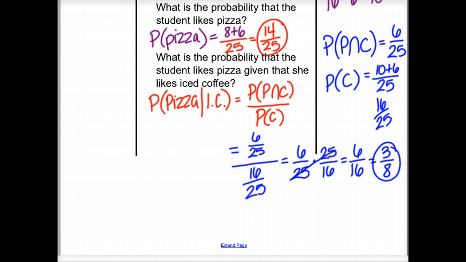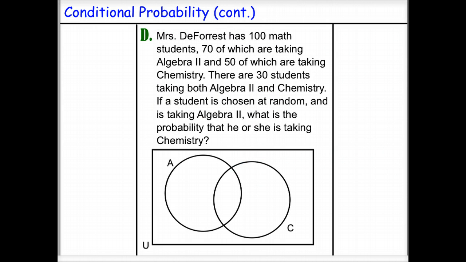I want you to take that knowledge now, and I want you to try this problem on your own. I have 100 math students, 70 of which are taking Algebra 2, 50 of which are taking chemistry. 30 students are taking both Algebra 2 and chemistry. Choosing a student at random, given that he or she is taking Algebra 2, what is the probability that he or she is taking chemistry? Give this a shot, enter your answer, and then we'll go ahead and check it.